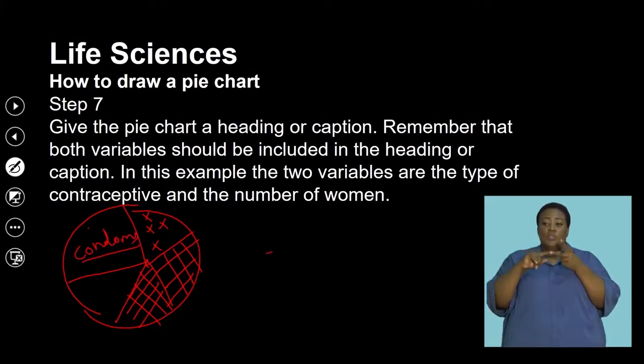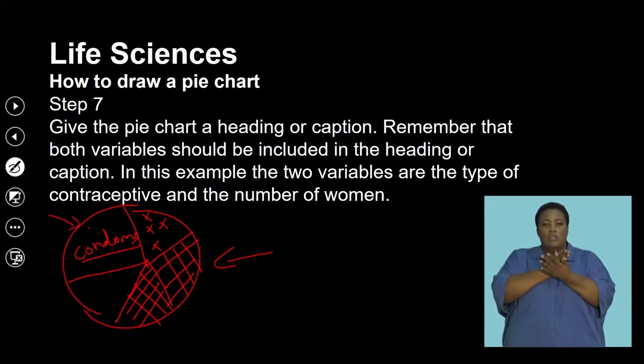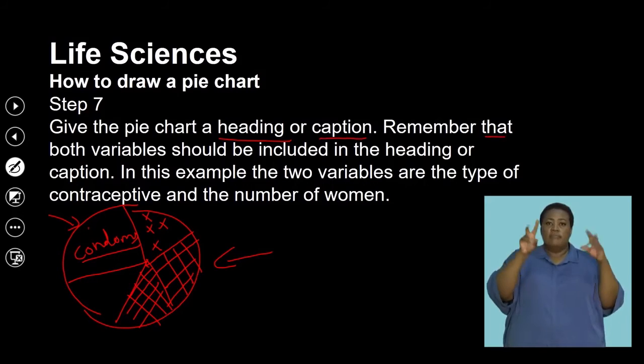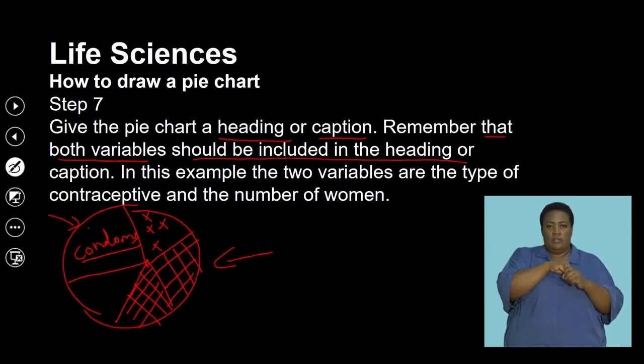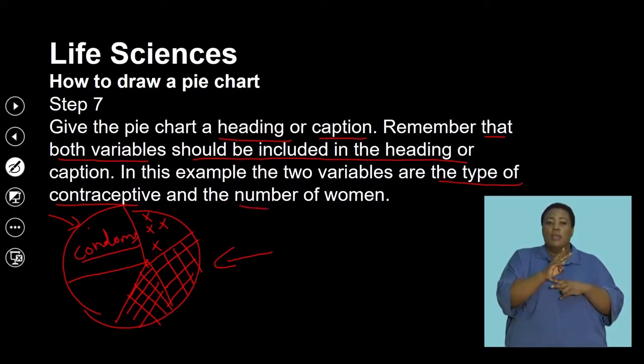So this gives the reader or the person looking at that information an idea as to what the different proportions are composed of and by which dependent variable. So give the pie chart a heading or a caption. Remember that both variables should be included in the heading and the caption. In this example, the two variables are the type of contraception method used as well as the number.